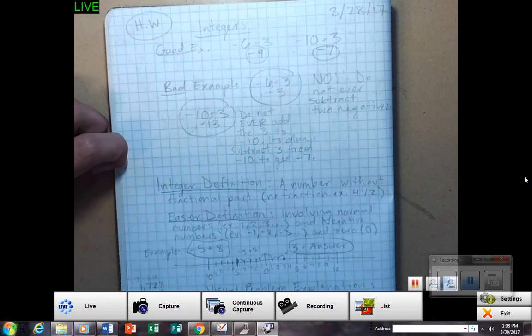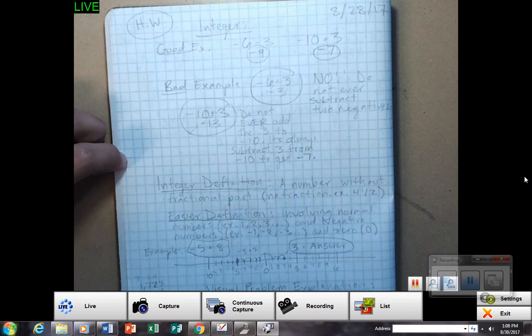And since they're both negatives, you're really adding them both to get negative 9. And then another example would be negative 10 plus 3, which would be negative 7 because you're taking away the 3 from negative 10. Bad examples of these would be, they're the same problem, negative 6 minus 3, but instead you're taking 3 away from the negative 6 to get negative 3, and you should never subtract two negatives.